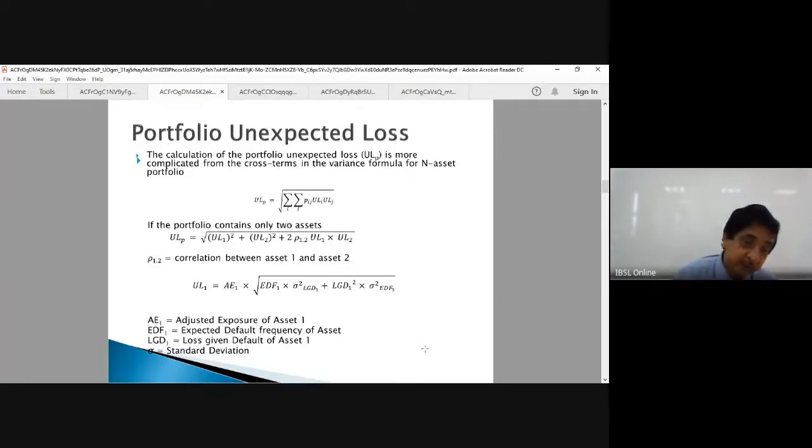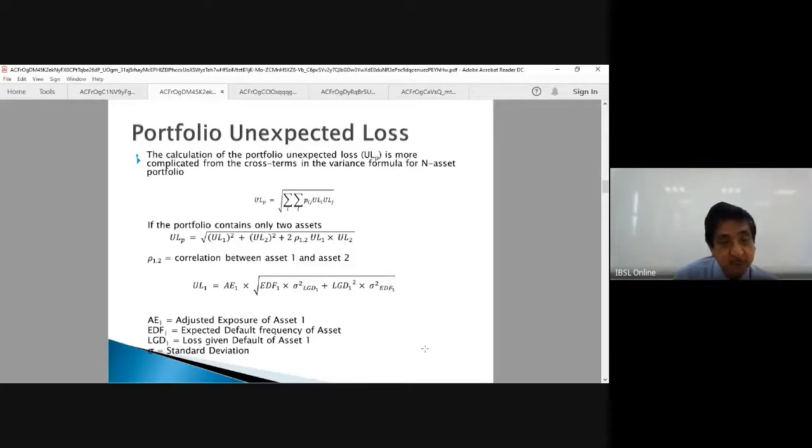Now, in a practical scenario also, some banks do it. I have seen it in internationally active banks like JP Morgan and Citibank. They do the portfolio unexpected loss calculations through a computer. But the way it can be done is understood. This formula is only for 2 assets, but when you have 3, 4 assets we can have this formula too. There's a matrix called the variance covariance matrix, and with the matrix we can calculate that.